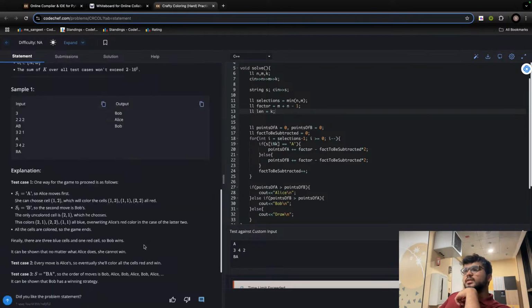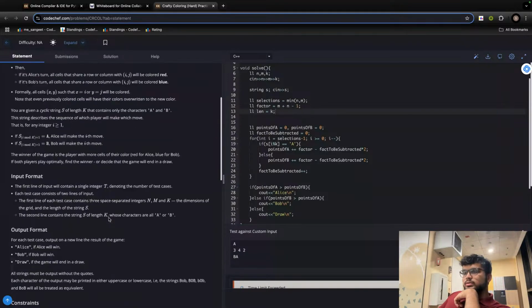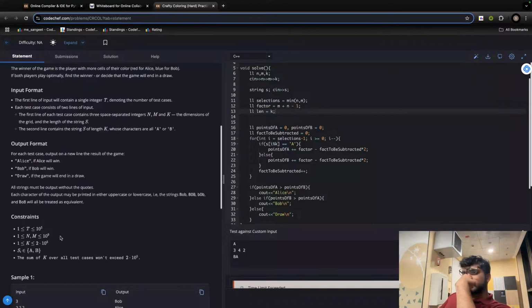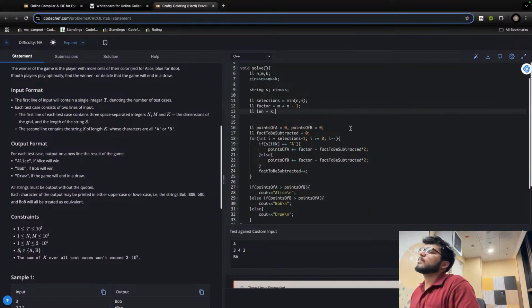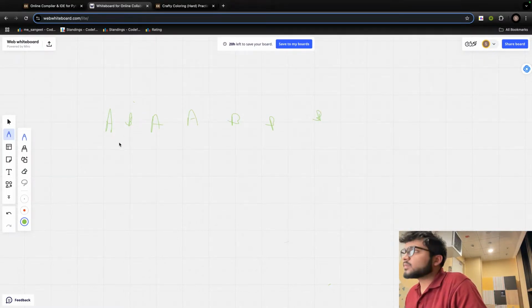What are the constraints for k? We can traverse till k, and we know that. Okay, so what am I thinking here? Let me tell you. So let's say this is some string A, B, A, B, B, B. Right.